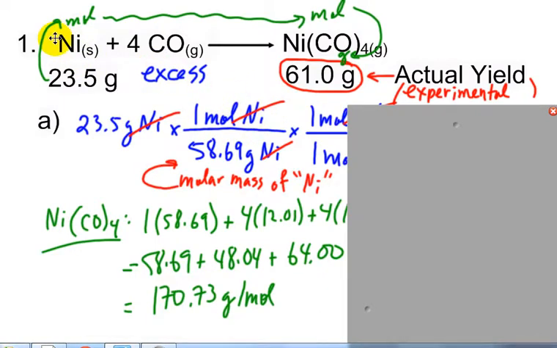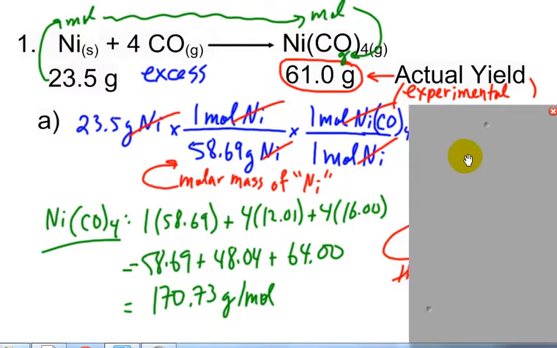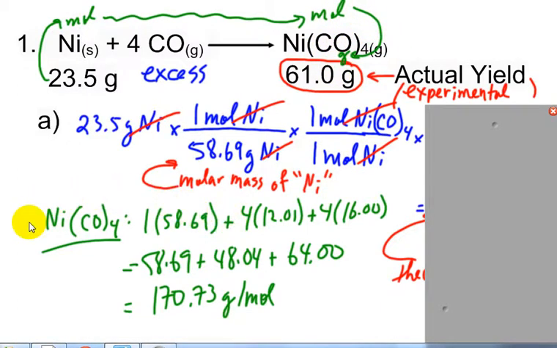And of course, looking at the equation, 1 mole of nickel makes 1 mole of nickel carbonyl. Even though it's a 1-to-1 step and it doesn't change anything, you should show it so that you can cancel off moles of nickel and end up with moles of what you need in terms of product. And then to go from moles to grams, we need the molar mass of nickel carbonyl, and I've worked that out down here. 1 nickel, 4 carbons, 4 oxygens, 107.7 grams per mole.